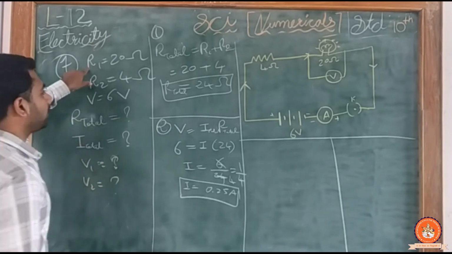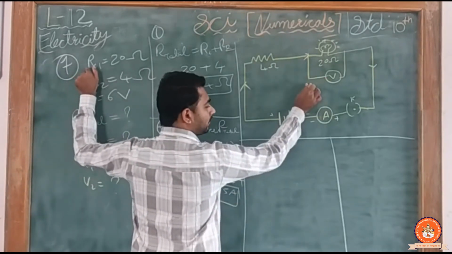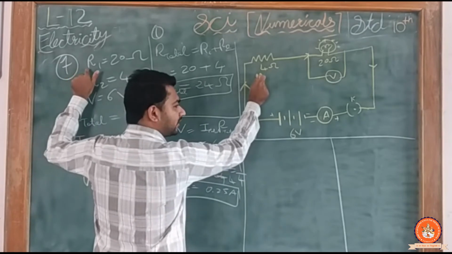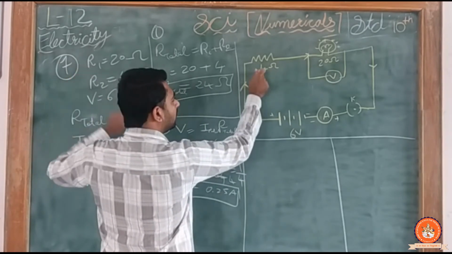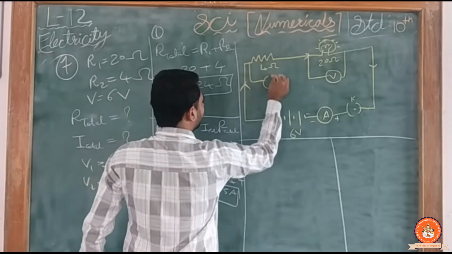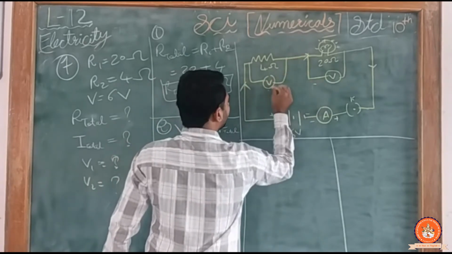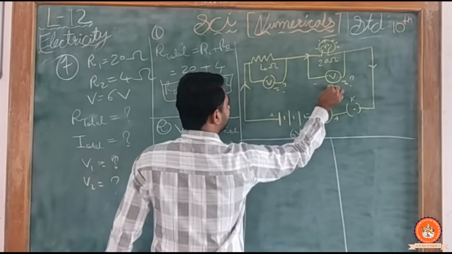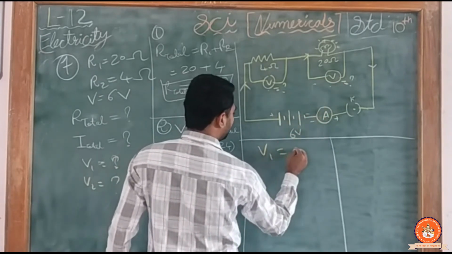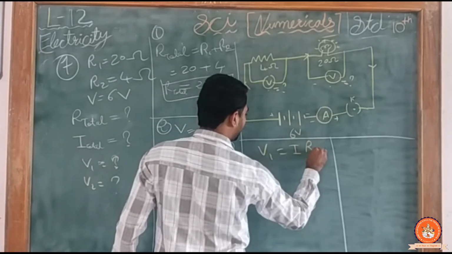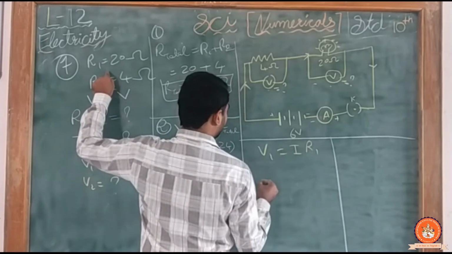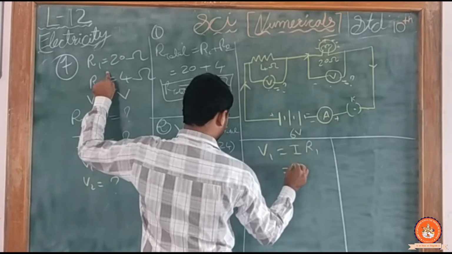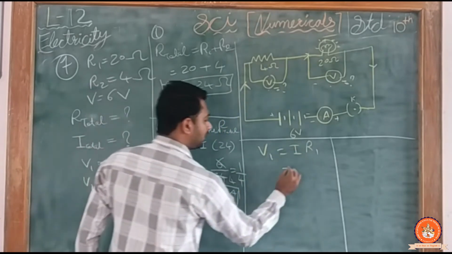V1 for R1, for this lamp, we have to find the voltage of this lamp. Then after we will come to this resistance. Okay, what will the voltage over here also be, we have to find both of these. So first of all this, V1 is equal to I R1. I have the value of I, that is 0.25 ampere.